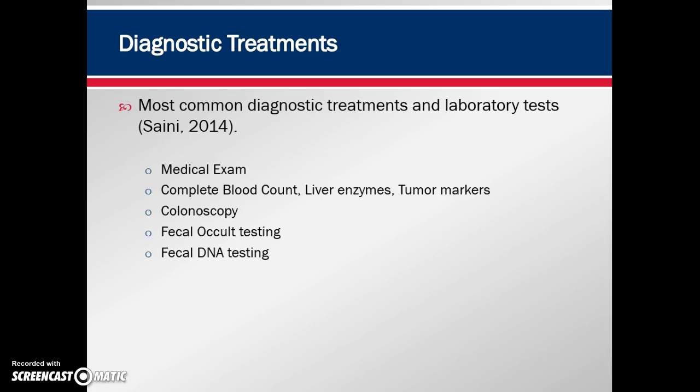Fecal occult blood testing is the testing of the stool for the presence of blood. This test tells us if there is blood occurring in the colon. Fecal DNA testing is another test that is done. It is used as a screening tool that tests DNA markers in the stool for diagnosis. If further testing is necessary, then a colonoscopy would be ordered. Colonoscopies are the most successful diagnostic tool for identifying and removing polyps before they become neoplasms.